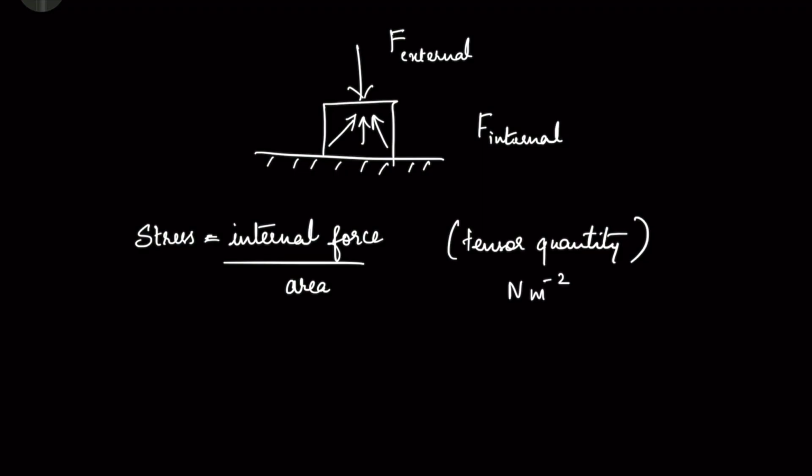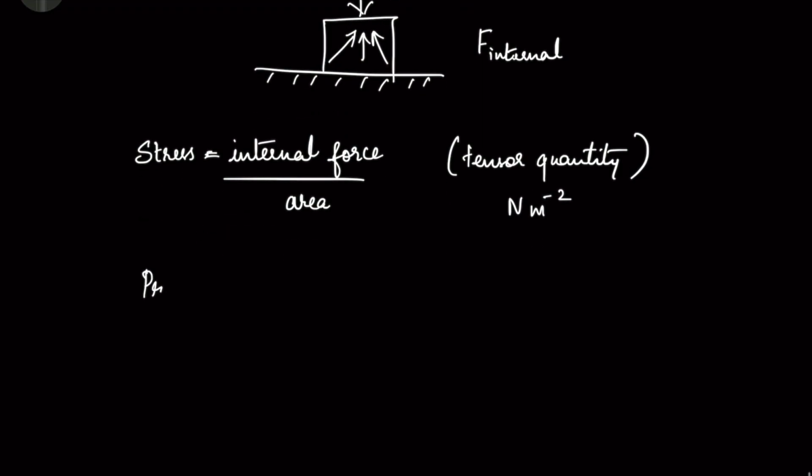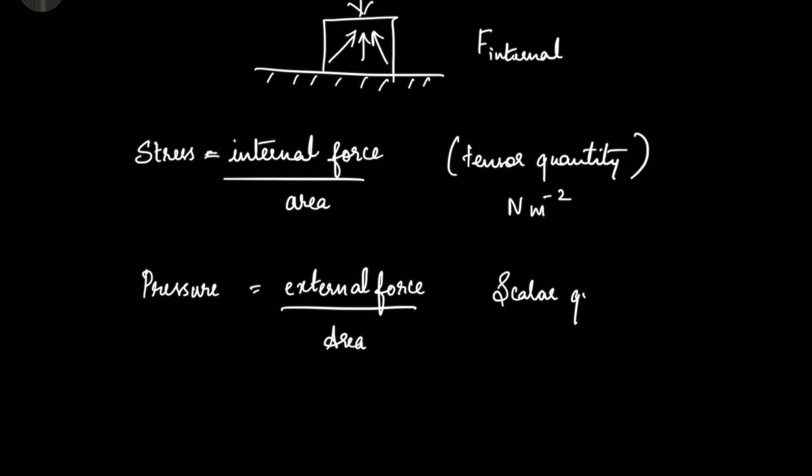And pressure is the external force that I have applied, that has only one direction. I'm just applying in one direction. So this external force by area is a scalar quantity. And it also has the same unit, Newton per meter square. So in most of the interviews, they will ask what is the difference between stress and pressure. Stress is internal force by area, which is a tensor quantity, and pressure is external force by area, which is a scalar quantity. Okay.